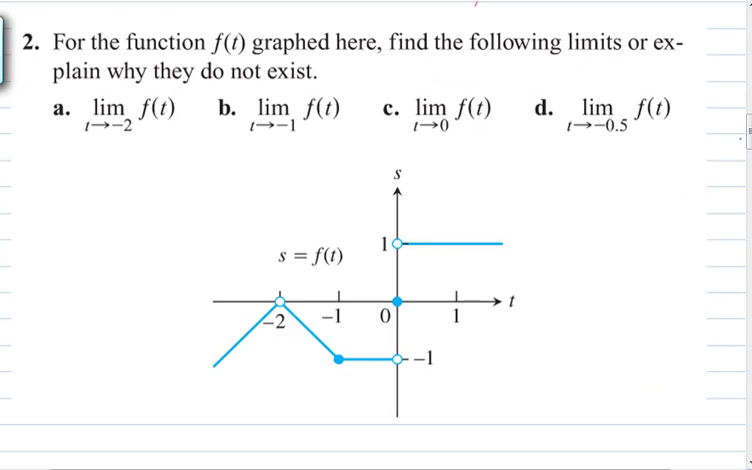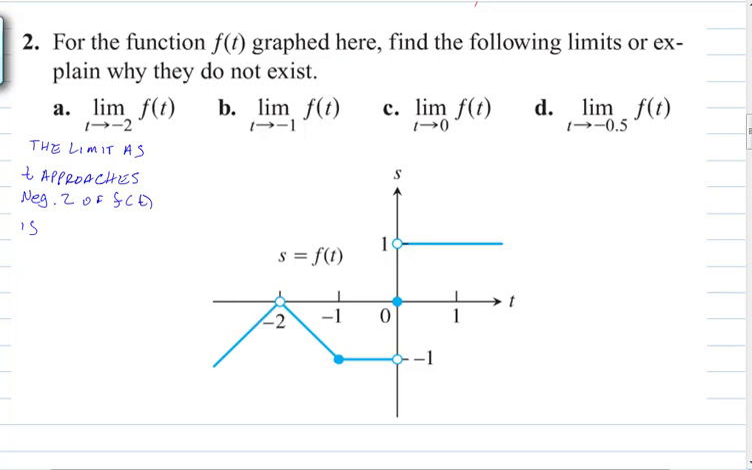All right, number 2. For the function f of t graphed here, find the following limits or explain why they do not exist. The first thing we're going to look at is the limit. By the way, this is limit notation. This is read the limit as t approaches negative 2 of f of t. Let me translate that for you. The limit as t approaches negative 2 of f of t is, and then we've got to look at the graph.